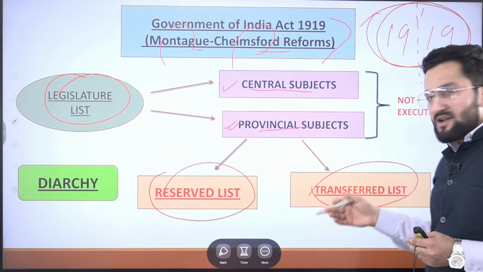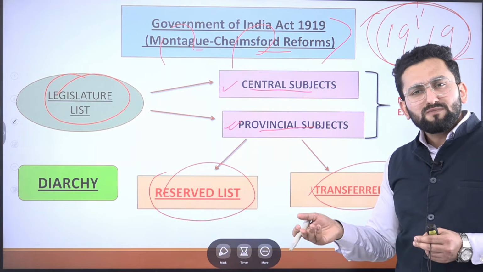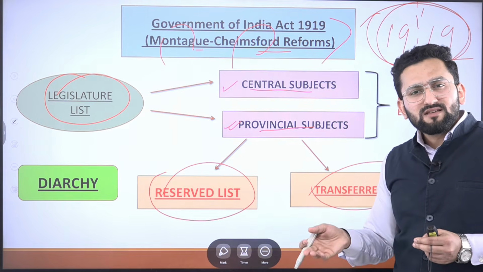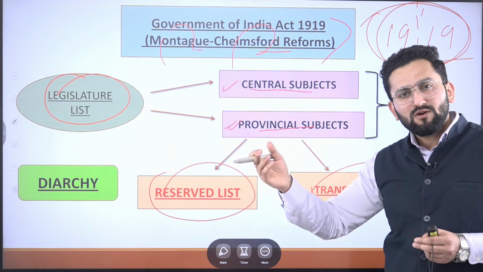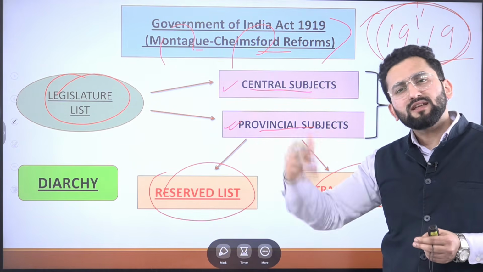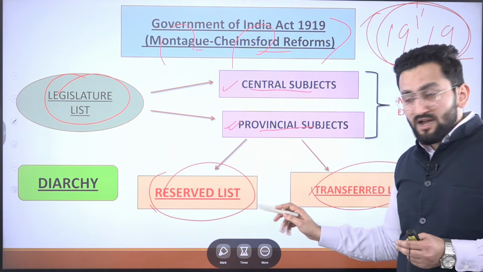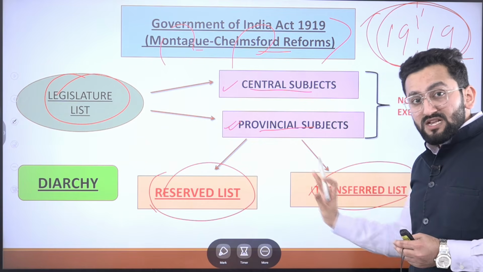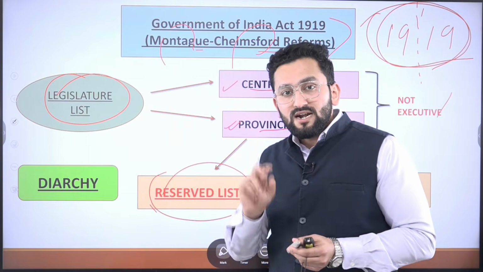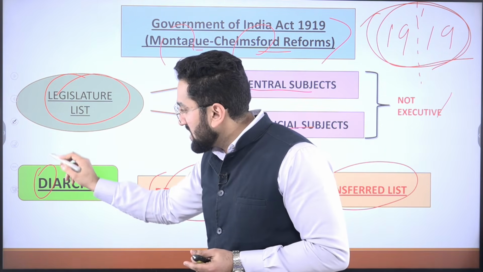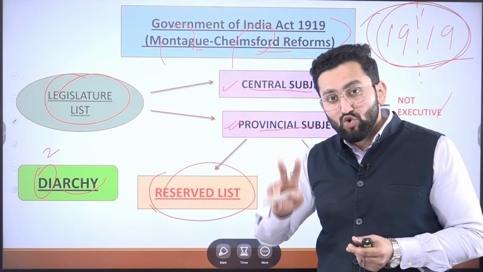But when it comes to some too simple kind of subjects, basic things, they were given into transferred. On these you can debate, you can bring a bill, and then we are going to discuss and make law, right? So important things were kept in the reserved list. This division of subjects is called diarchy. Di means two, archy means rule. Diarchy means rule in two ways.